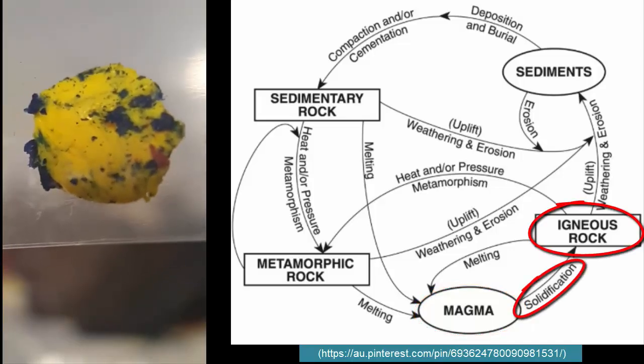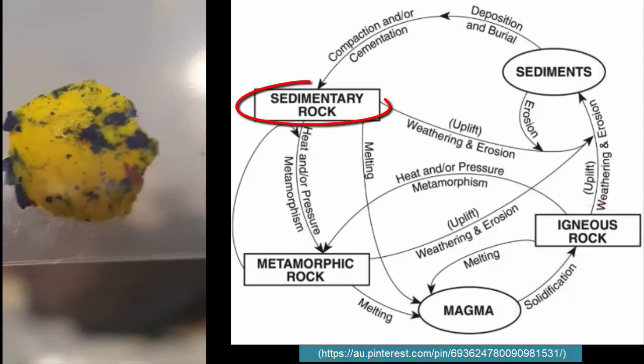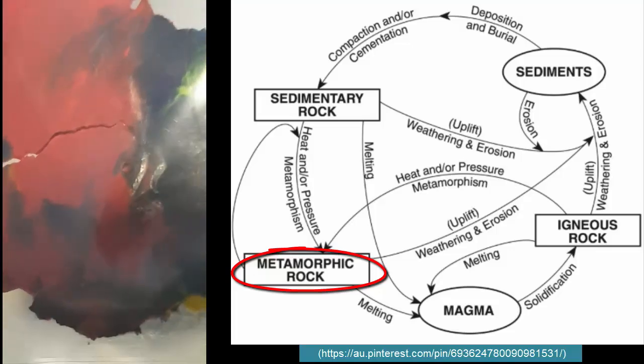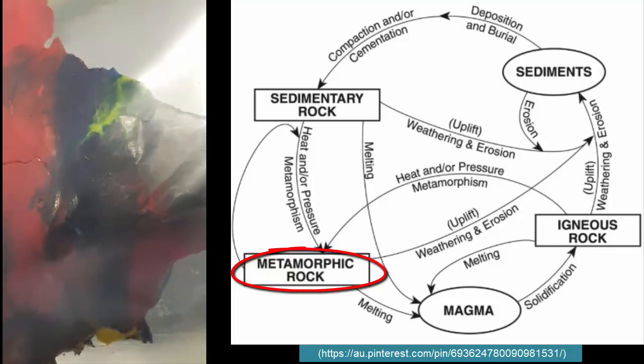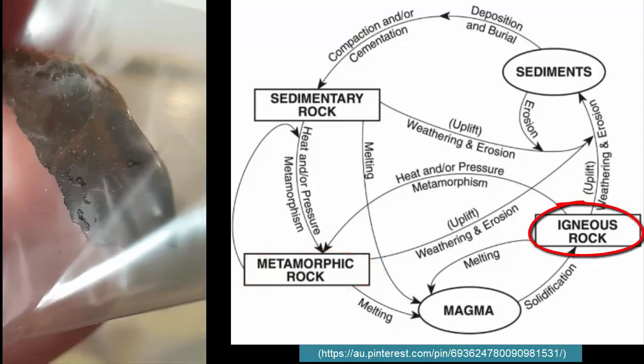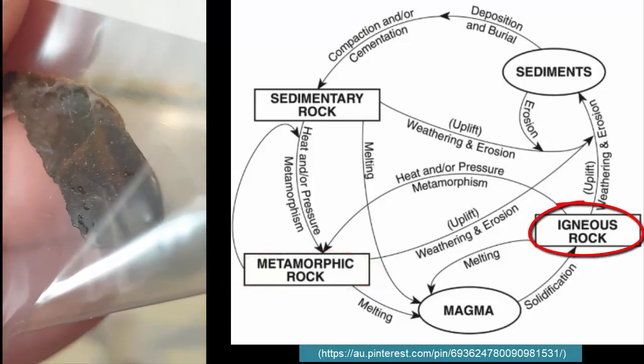So just having a little bit of a close look up, you can see the sedimentary rock, which was first weathered and eroded. And then we partially heated or put pressure on it to make metamorphic. And then we fully melted it and let it solidify. And that became igneous rock.